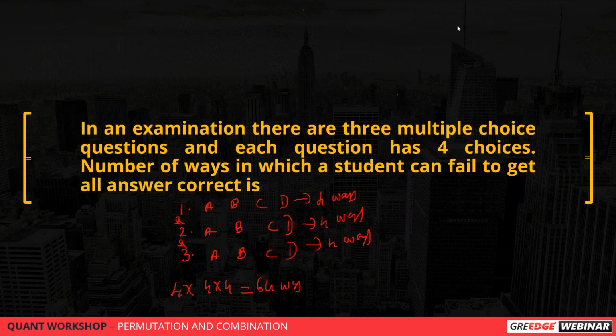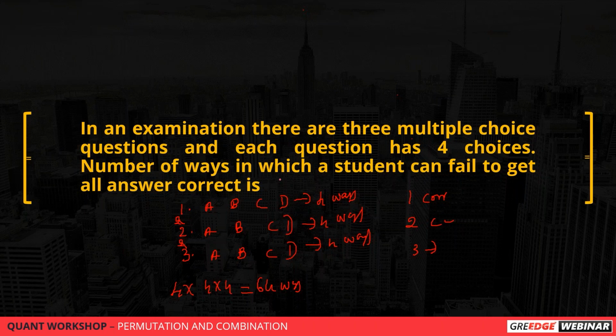Now, what is the question saying? The question is saying the number of ways in which a student can fail to get all the answers correct. What do you mean by all the answers correct? He may get one question correct, or he may get two questions correct, or he may get three questions correct, and these are different combinations, right? Different combinations I can get correct.